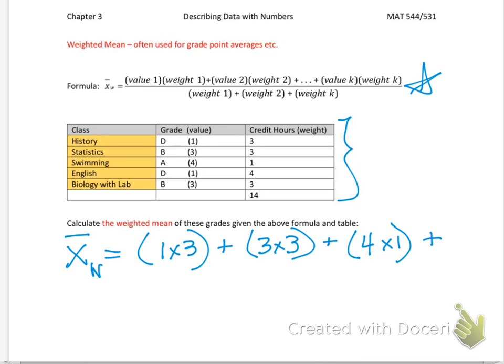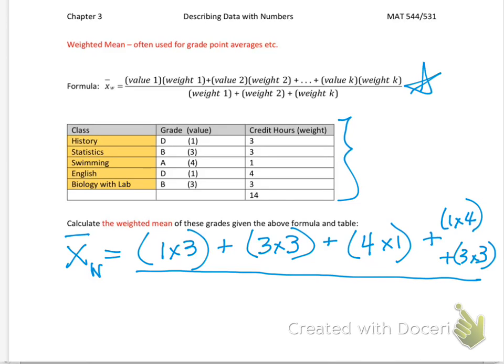Plus, for English, the value of the class was a 1 times a weight of 4, so that's a pretty big weight. And then I'm going to do it this way so that I can have a divisor. I just kind of ran out of room. Plus, the biology is 3 times the weight of 3. You're going to take this whole numerator, all added together, and you're going to divide by the total weights. So that's the total credit hours, which is 14.